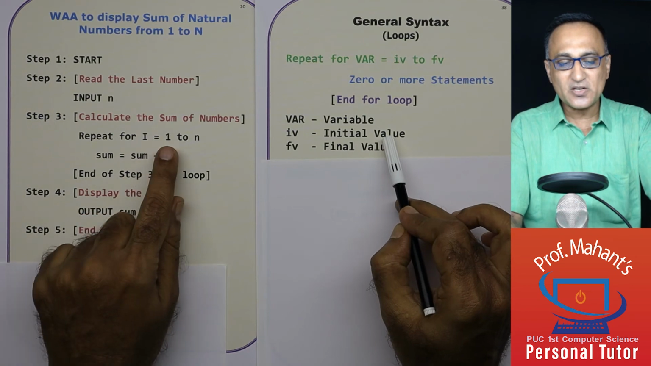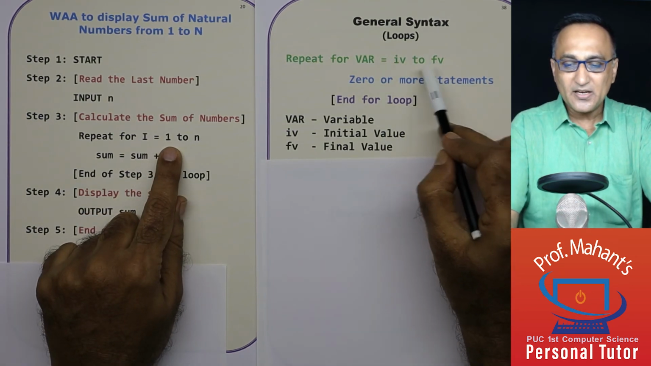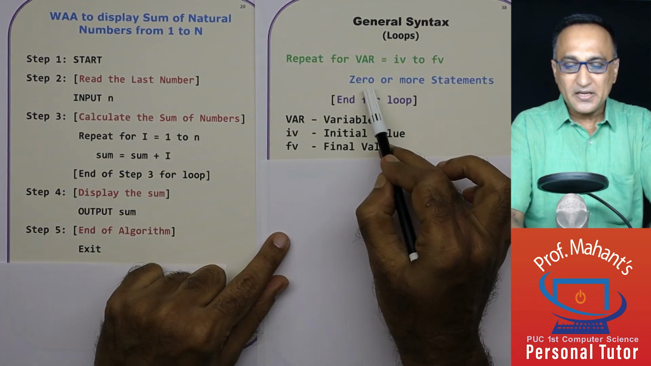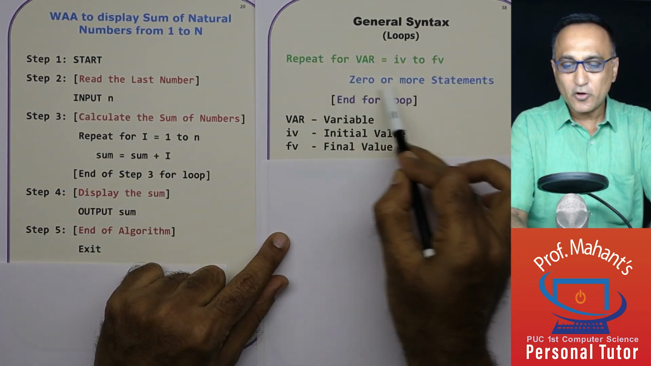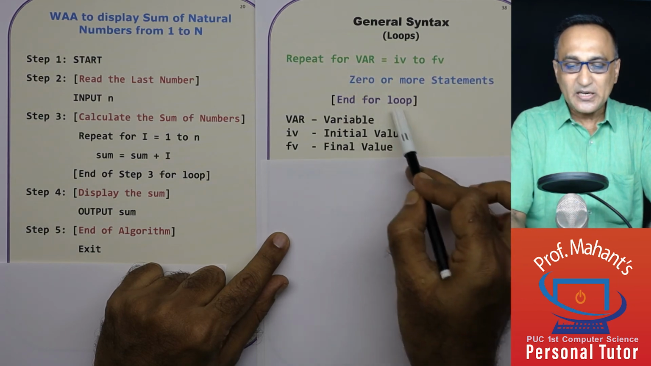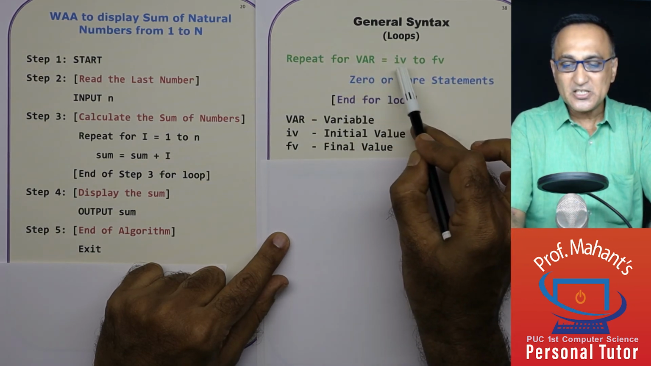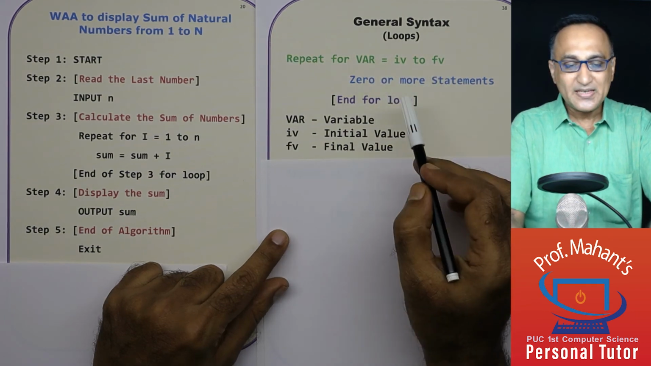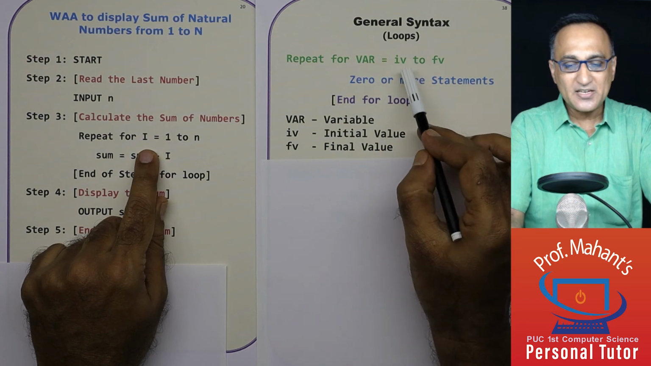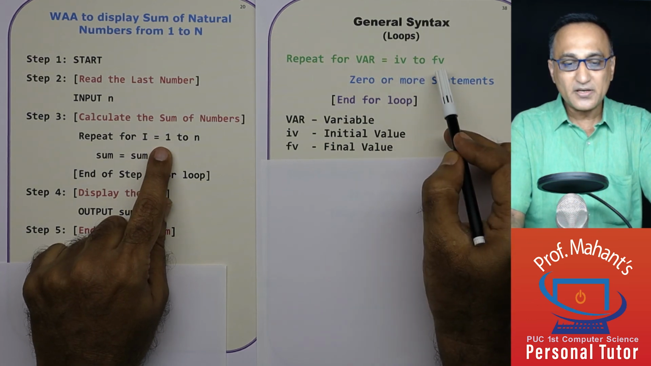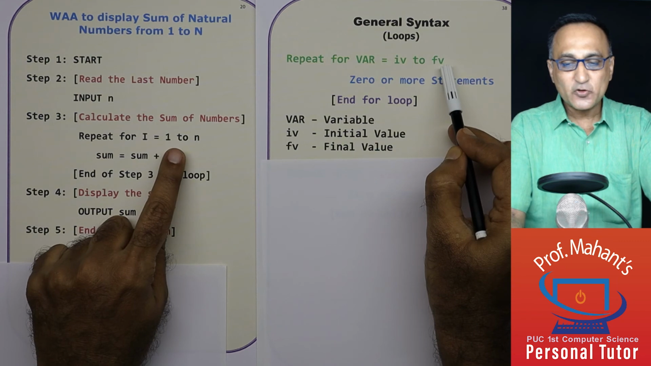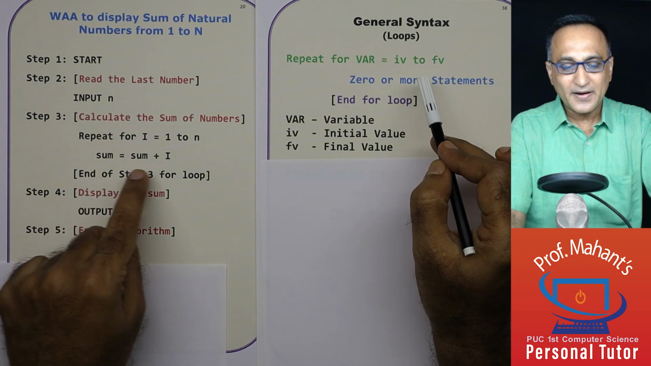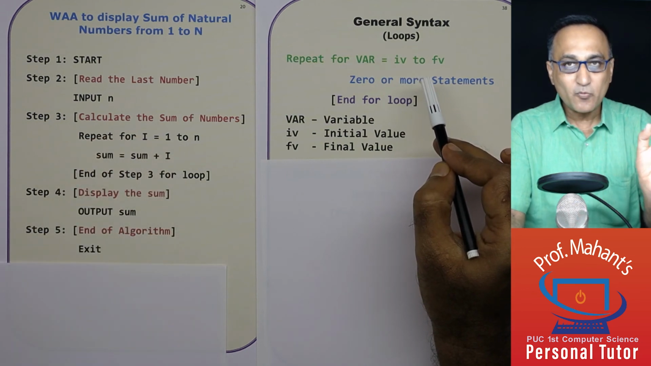initial value. What is the initial value of I? It is 1, till FV. FV stands for final value. So you keep repeating whatever instructions are there before this end of for loop, starting from the initial value of this particular variable till it reaches the final value. In this case, the initial value of I is 1. In my demo, the final value of I should be equal to 5. So starting from 1 to 5, keep repeating to find the sum of all numbers starting from 1 to n.